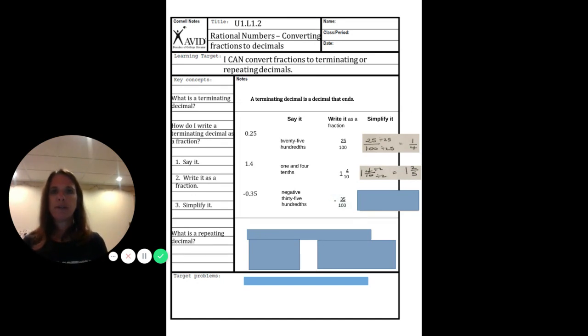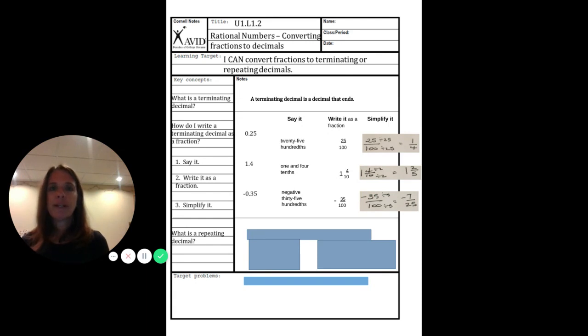Now look at the numerator and denominator. Can they be simplified? Do they have a factor in common? One ends in 5, one ends in 0. And when that happens, that means they're both divisible by 5. So I'm going to divide my numerator by 5 and my denominator by 5. And my simplified fraction is negative 7/25. So negative 35 hundredths is equal to negative 7/25.